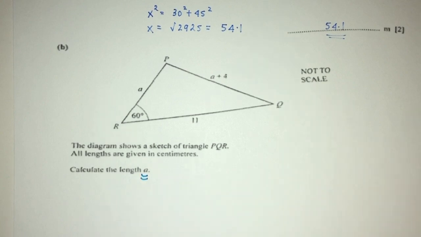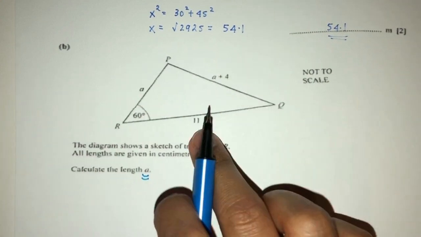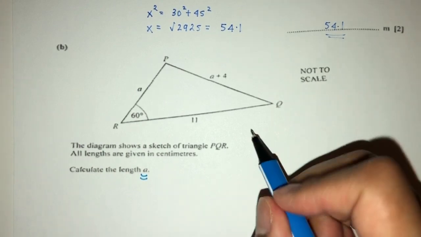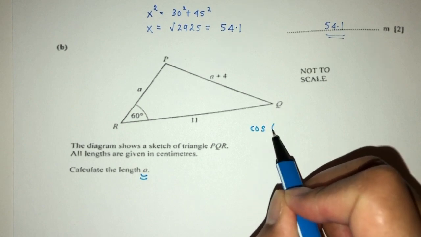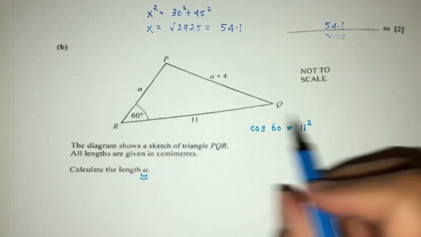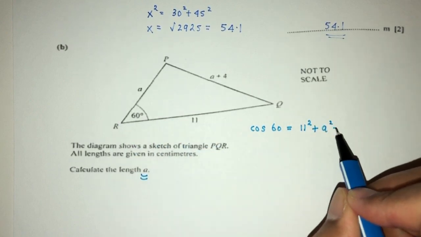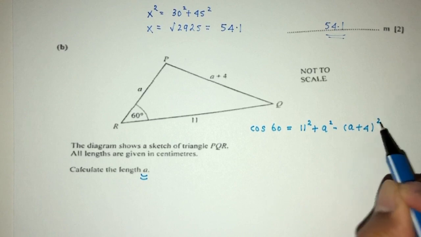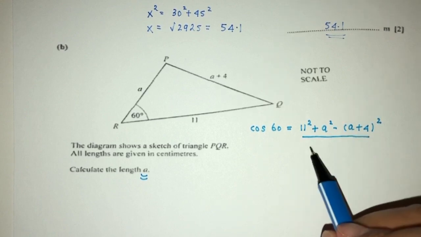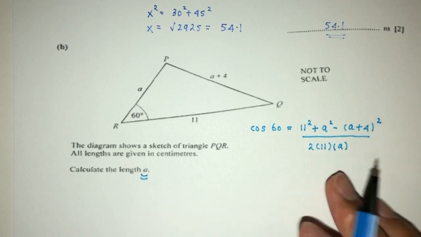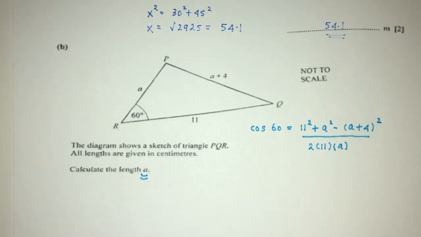Okay, so now because we know all three sides, and we know the angle in between, we can use the cosine rule, okay? So the cosine will be what? Cosine of the angle has to give you the sum of the squares of the values on both sides minus the square of the value on the opposite side, divided by 2 times these two sides. So this is the formula we have to know for the cosine rule.